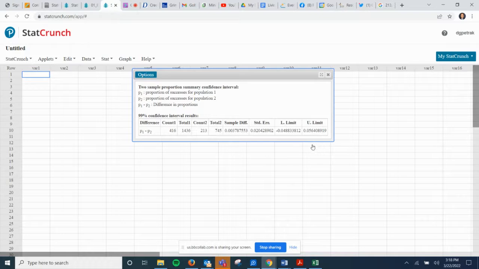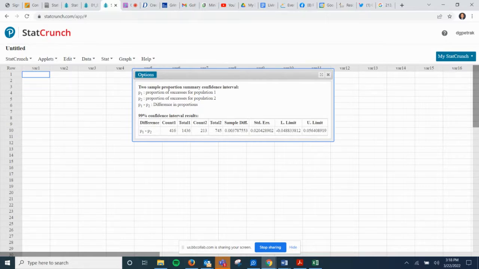Me, it's very possible that the true difference in these proportions is 0, right? One's negative, one's positive. That tells me 0 is in the interval. That would probably reinforce that there's not a significant difference between these two.